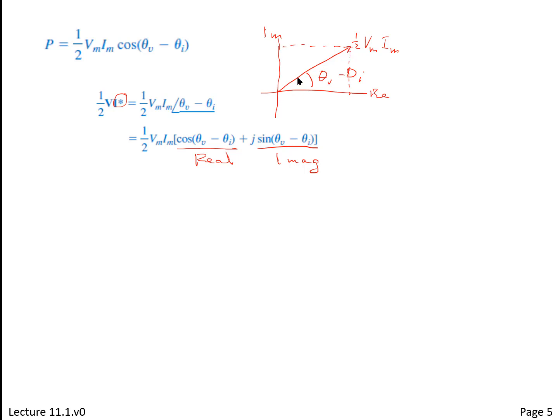Because you can see the more I change this angle, the more I rotate this way, I'm going to have a smaller and smaller real component. The more I rotate it toward the real axis, the more real energy I have, and the bigger term I have there. Okay, so I just want to take that extension and keep on that.